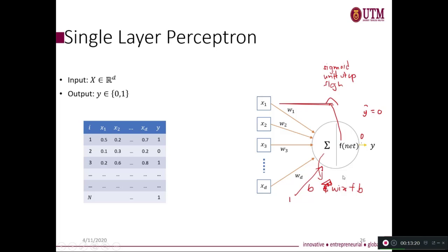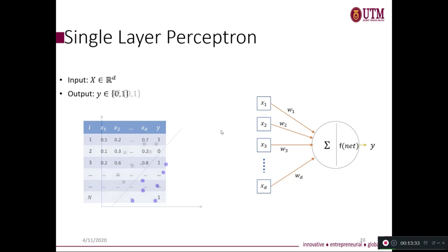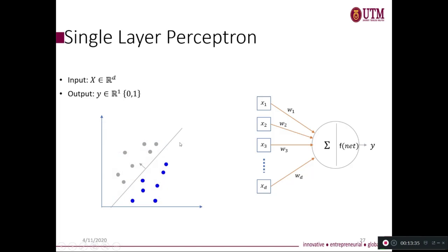this equation over here that is represented by this single neuron is actually a hyperplane function. What is a hyperplane? Remember what a hyperplane is? A hyperplane is a function that represents the border that separates class 0 and class 1. So that is the difference between regression and classification.